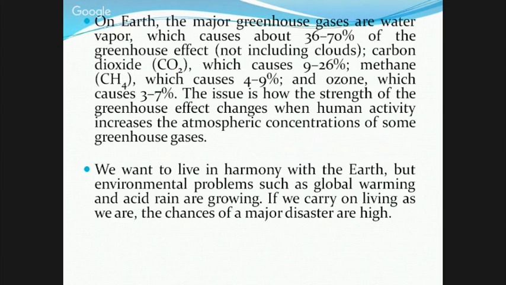So the major greenhouse gases are water vapor, which causes about 36 to 70% of the greenhouse effect; carbon dioxide, which causes about 9 to 26%; methane, which causes 4 to 9%; and ozone, which causes about 3 to 7% of the greenhouse effect from the gases being emitted by our activities.